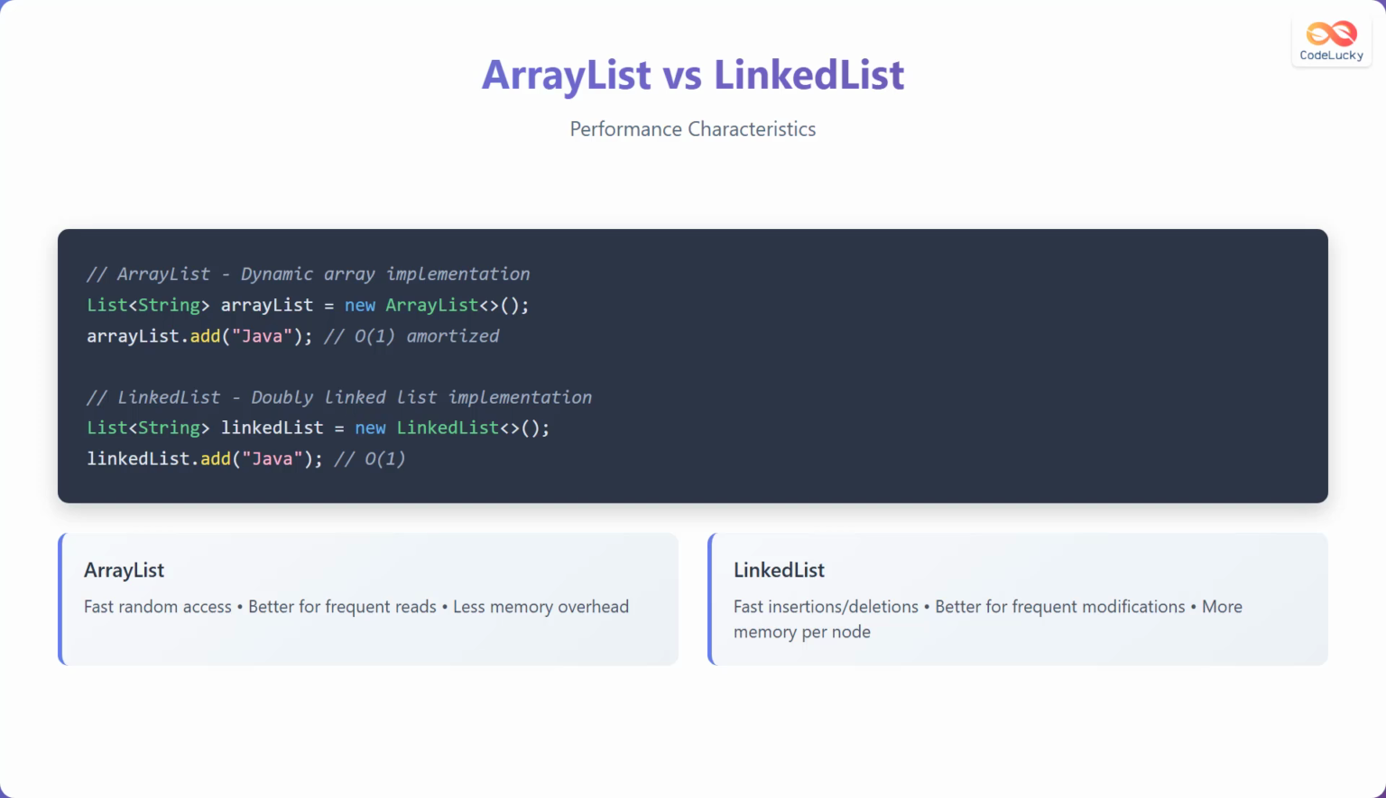LinkedList uses a doubly linked list where each node contains data and references to the next and previous nodes. While adding elements is O(1), LinkedList excels at insertions and deletions anywhere in the list. However, it requires more memory per element due to storing additional pointers.